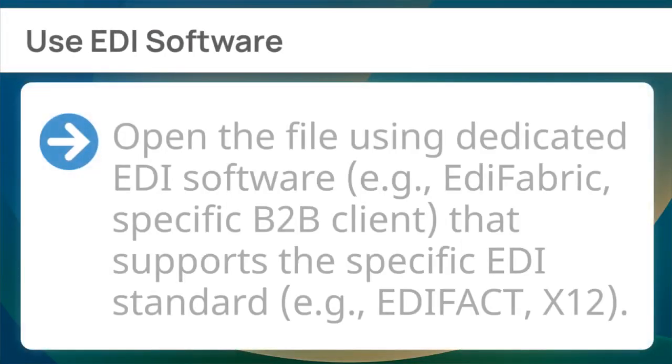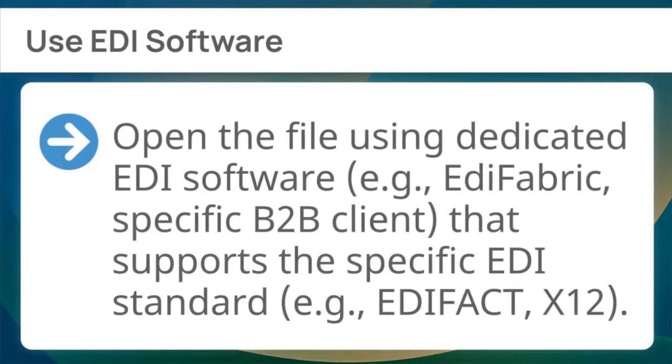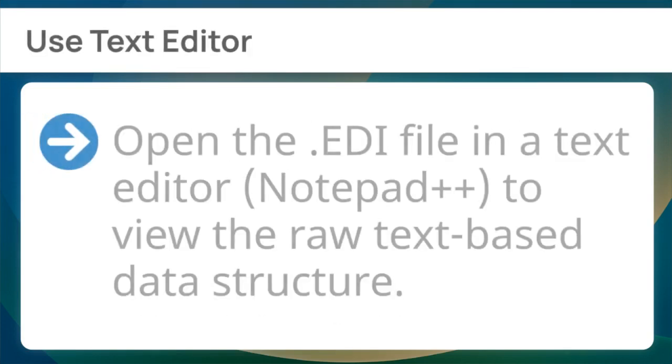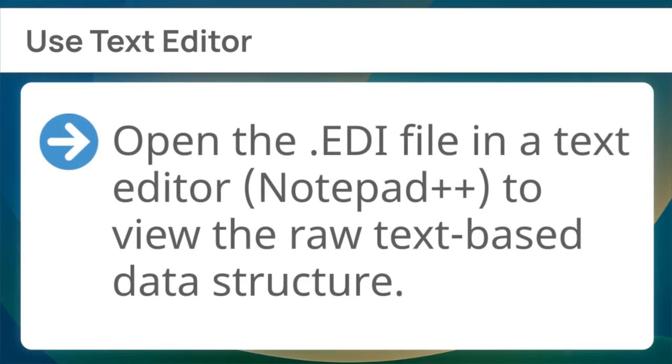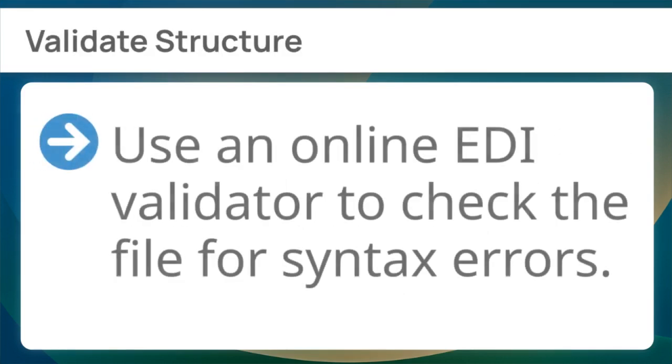First, use EDI software. Open the file using dedicated EDI software, e.g. EDIFACT, or a specific B2B client, that supports the specific EDI standard, e.g. EDIFACT, X12. Next, use a text editor. Open the EDI file in a text editor, Notepad++, to view the raw text-based data structure. Finally, validate structure. Use an online EDI validator to check the file for syntax errors.